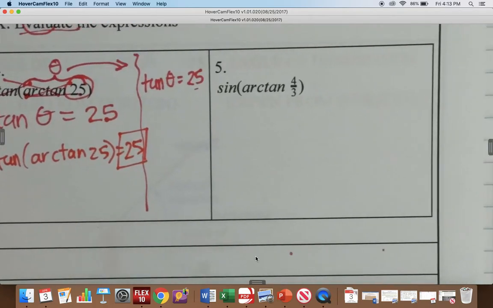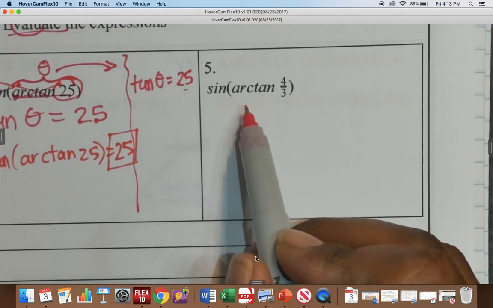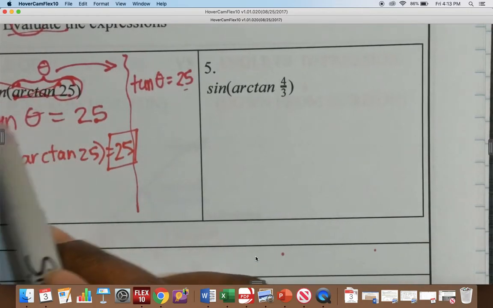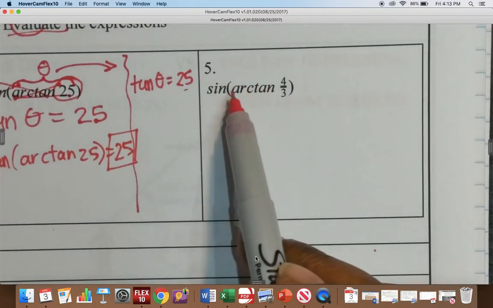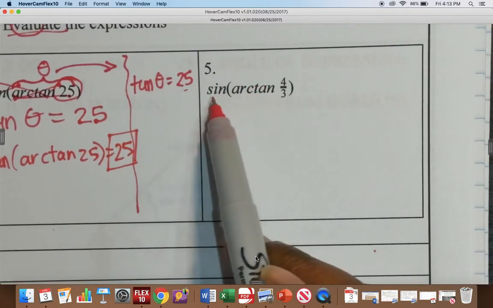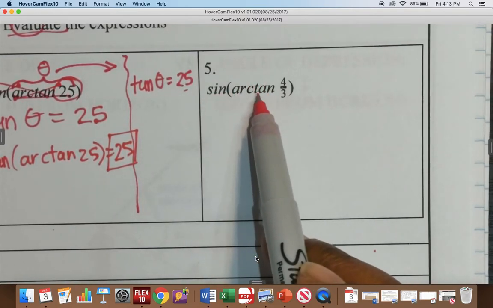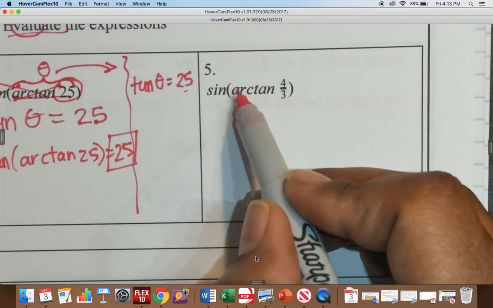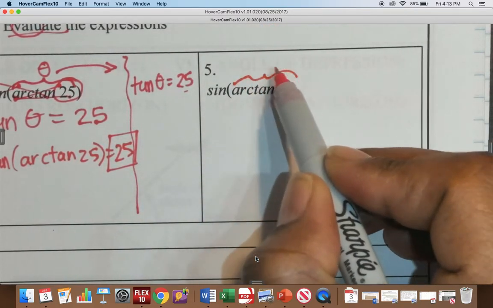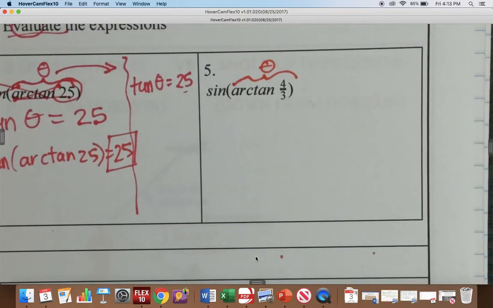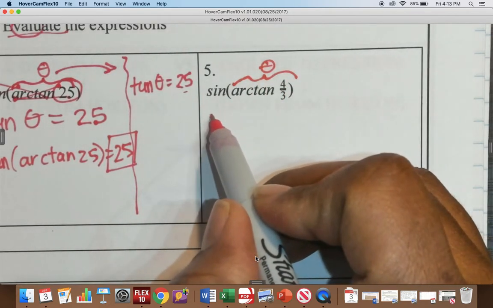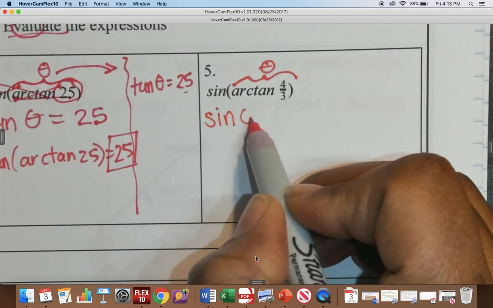I'm going to do the same thing here. Only difference is I won't be able to just cancel out tan and arctan, or sine and arctan, because they're not inverses of each other. This would actually have to say sine for me to do something like that. Right? So right now, I'm just going to go with the same steps, look at the inner parentheses and say, okay, arctan of 4/3. I don't know what that is, but I know the answer is some angle, so I'm going to call it theta. And what I'm asked to do is find sine of theta.